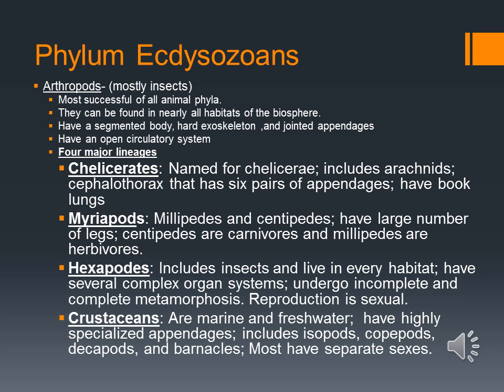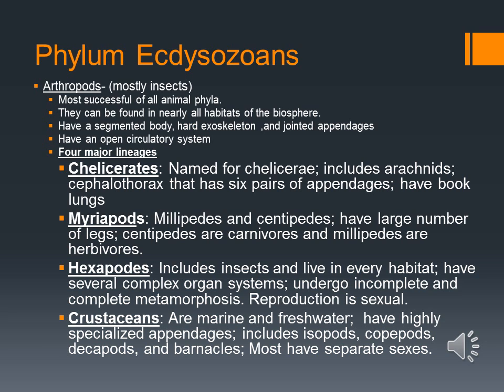There are 4 major lineages. The first one is the chelicerates, named for their chelicerae, which are their feeding appendages. They also have 6 pairs of appendages overall. They do gas exchange in their respiratory organs called book lungs, and most modern chelicerates are arachnids.